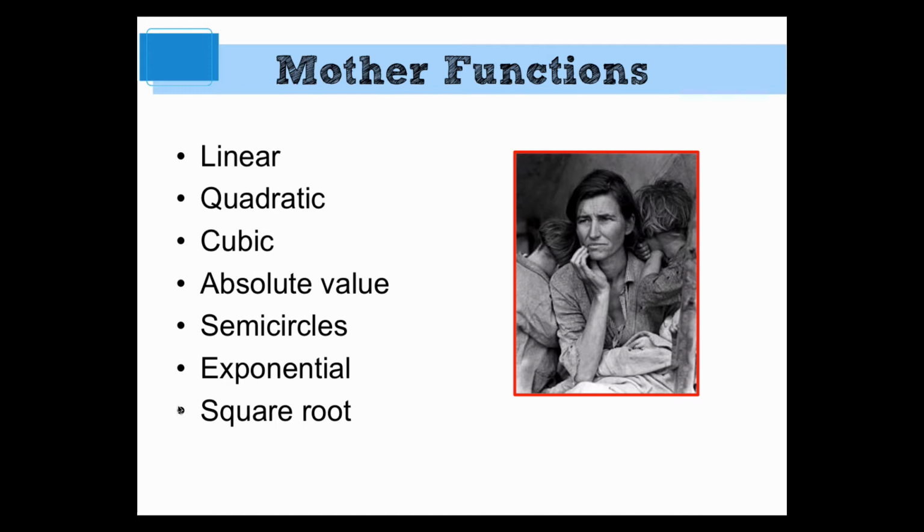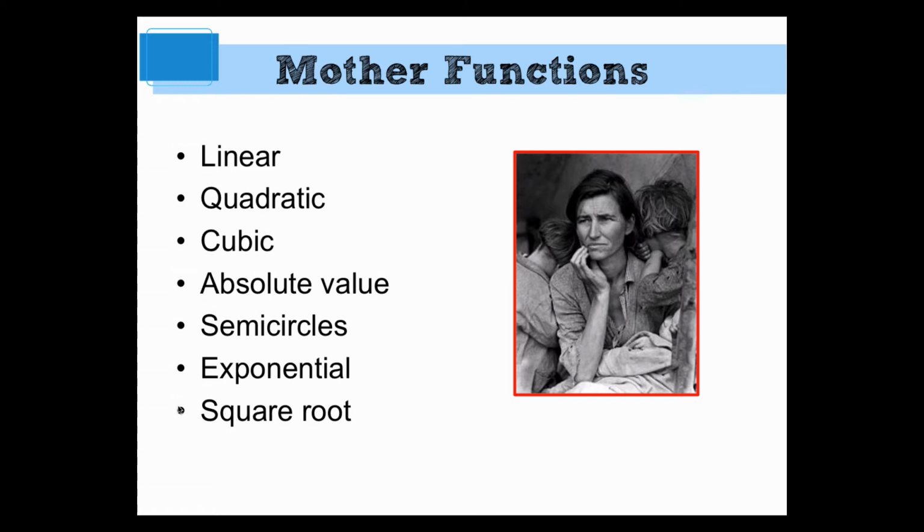Exponential, what's that look like? Good. The spread of the zombie apocalypse, exponential. One zombie kills one person, that person becomes a zombie, kills 2 people, those 2 people kill 2 people, and then next thing you know, The Walking Dead. Square root, what's that look like? Right. Not the bottom half, it's not a sideways parabola, it's just the top half.